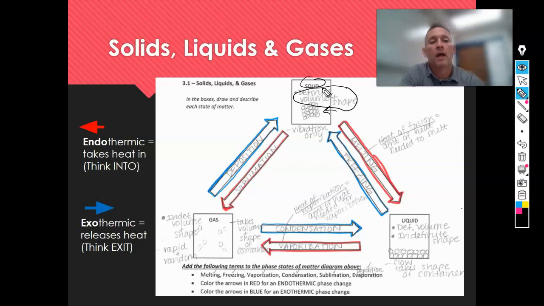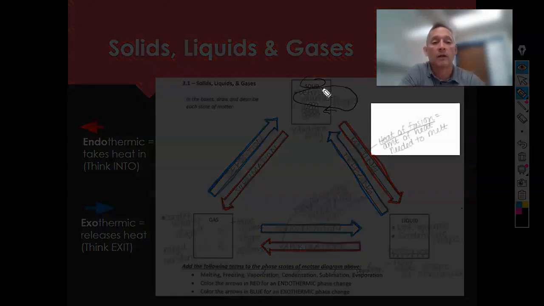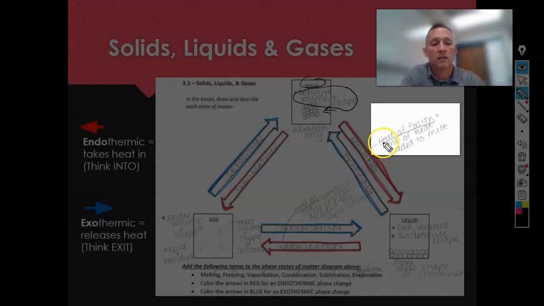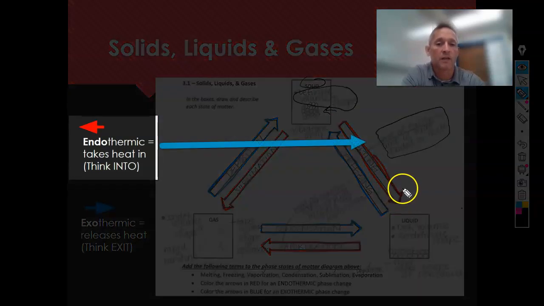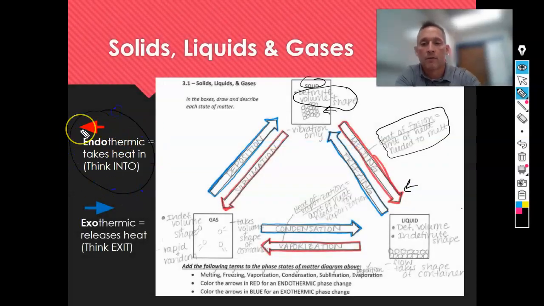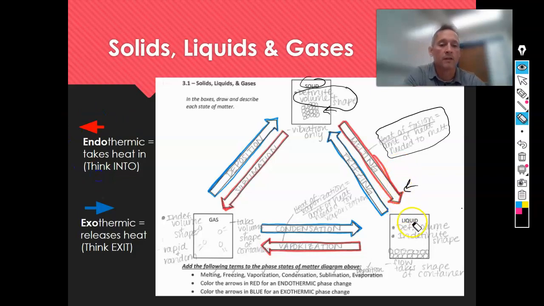Now, if we apply a little bit of heat and we turn it into a liquid, this is called the heat of fusion. The heat of fusion is the amount of heat needed to melt a solid. And when we say melt, we're going to have an endothermic reaction. You can see here that it's red in color, and we have our endothermic over here, red in color. It takes heat into whatever we're looking at. So then we turn it to a liquid.